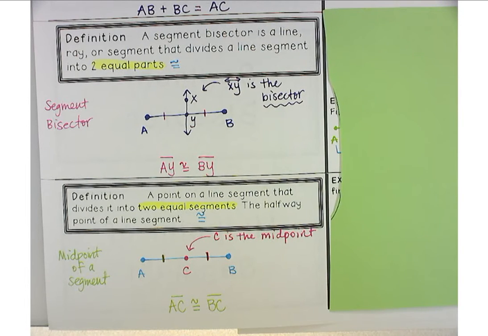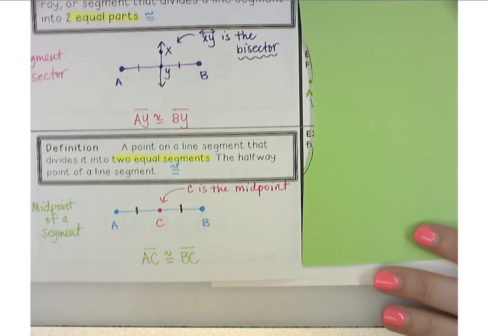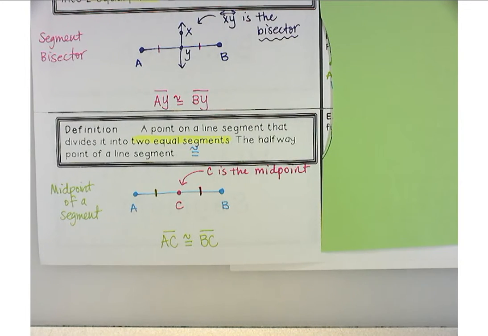Right, so the midpoint of a segment, that is a point on a line segment that divides it into two equal segments. And we think of that as the halfway point, and we call C the midpoint. So for that drawing, we have AC that's congruent to BC.